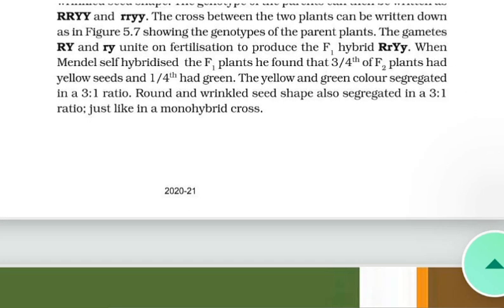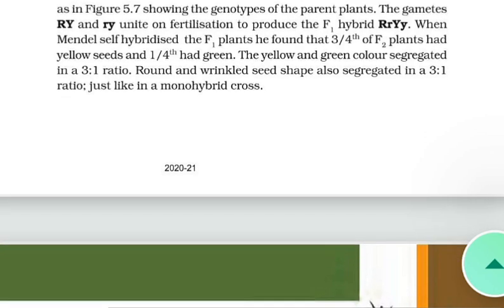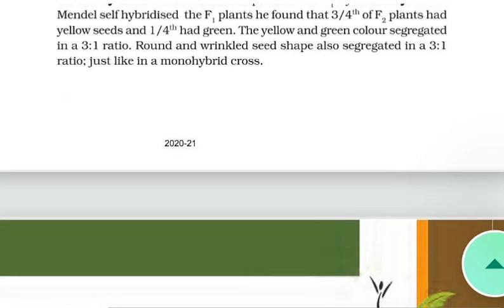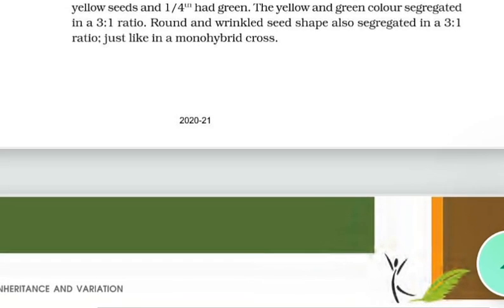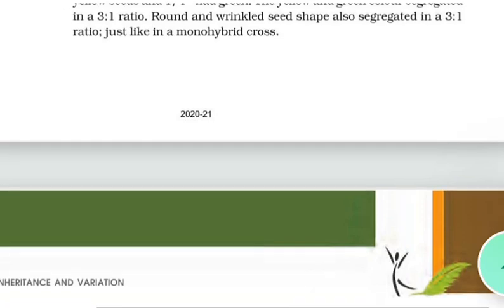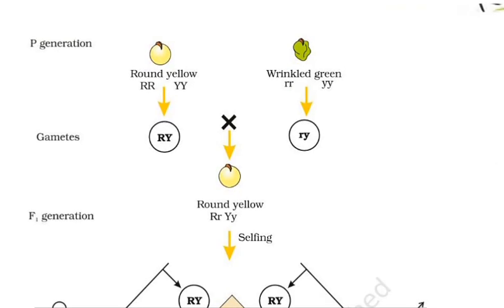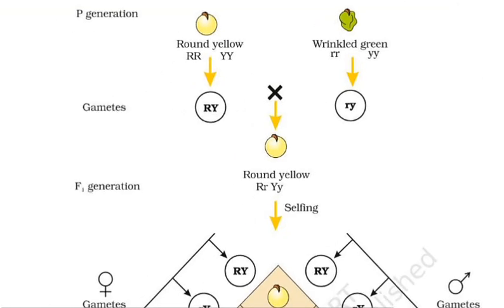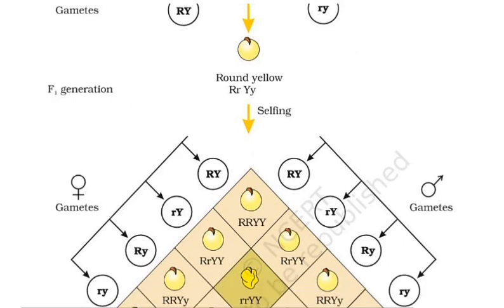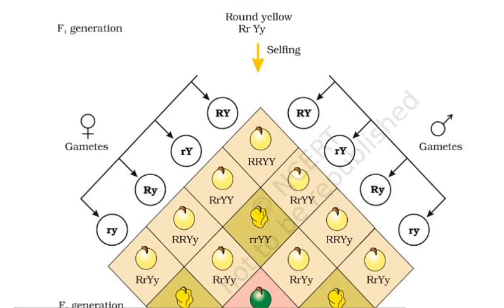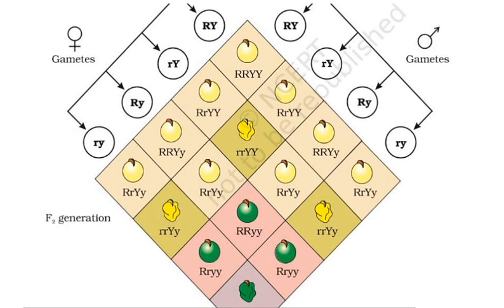These results were identical to those that he got when he made separate monohybrid crosses between yellow and green seeded plants and between round and wrinkled seeded plants. Let us use the genotypic symbols capital Y for dominant yellow seed color and small y for recessive green seed color. Capital R for round seed shape and small r for wrinkled seed shape.